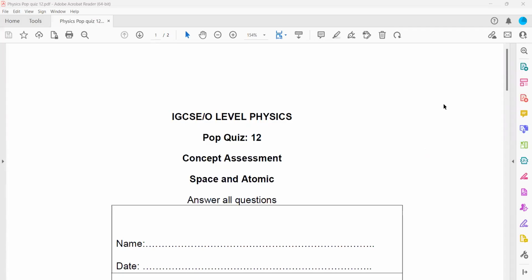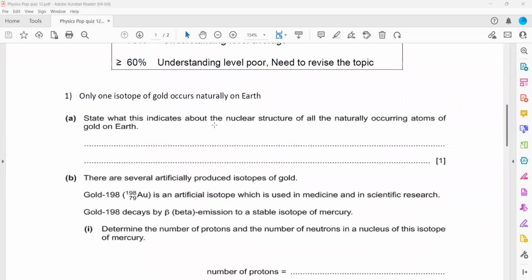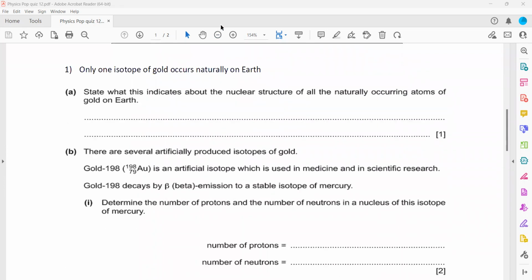So starting with the pop quiz 12 discussion, which was related to space and atomic physics. In the first question, only one isotope of gold occurs naturally. So if only one isotope occurs naturally, what does that indicate about the nuclear structure of all naturally occurring gold atoms? What can we say about gold if it has only one isotope?